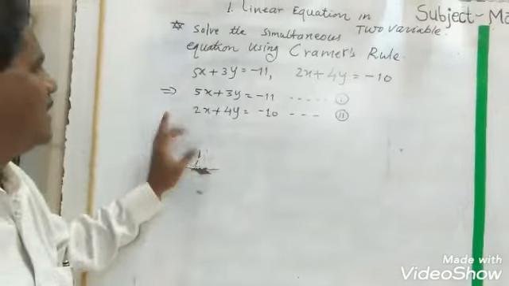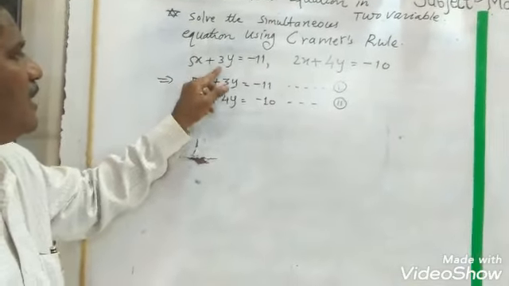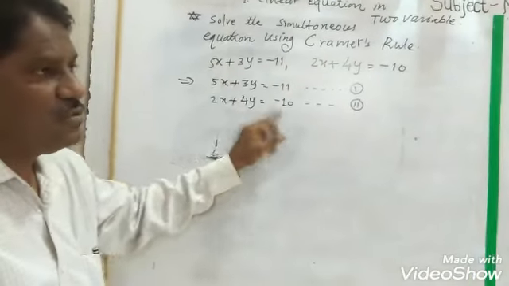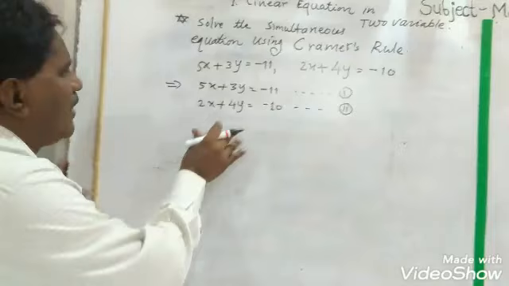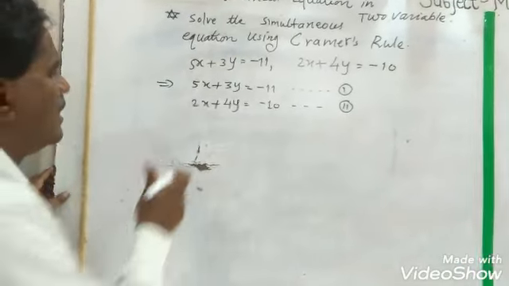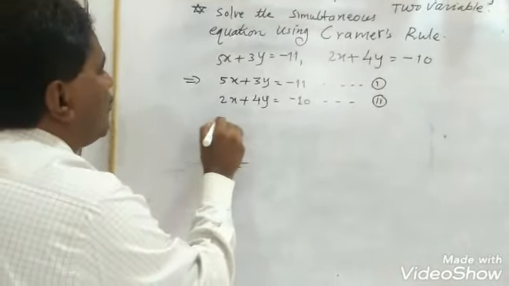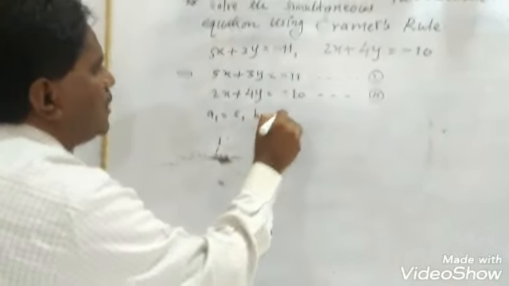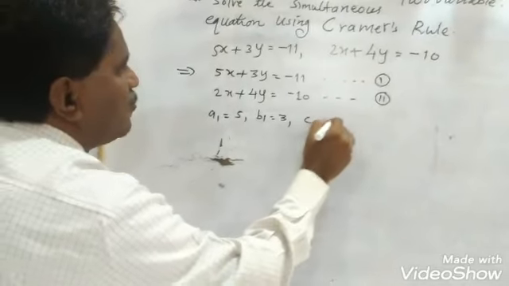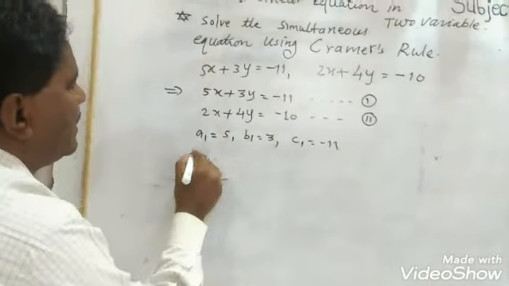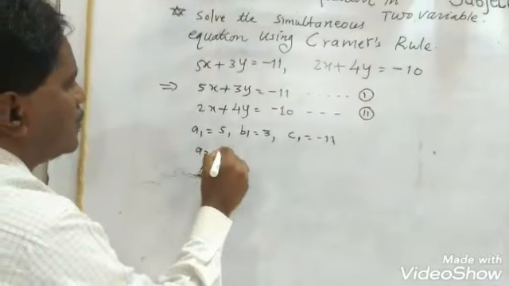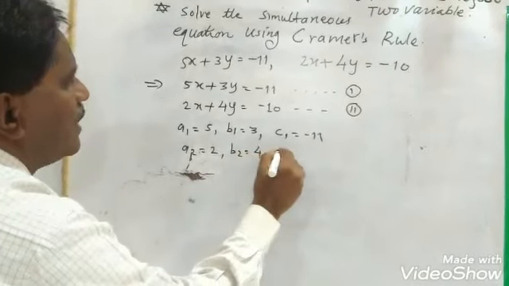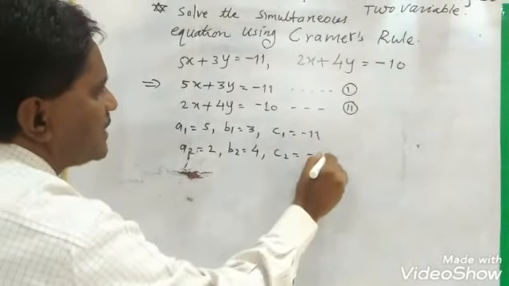आपण या अगोदर बघितलेला आहे a1x plus b1y is equal to c1, a2x plus b2y is equal to c2. Clear? So find the values, that is a1 is equal to 5, b1 is equal to 3, c1 is equal to minus 11, and that is a2 is equal to 2, b2 is equal to 4, and c2 is equal to minus 10.